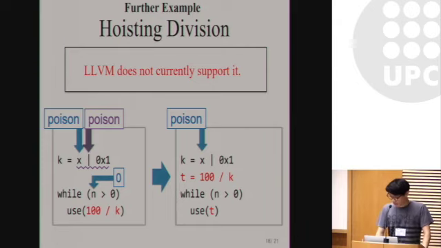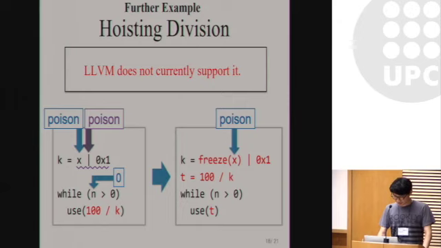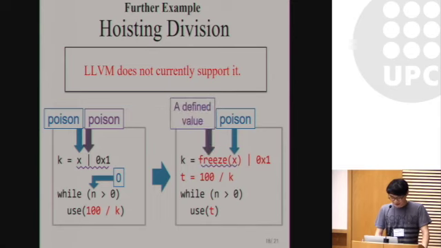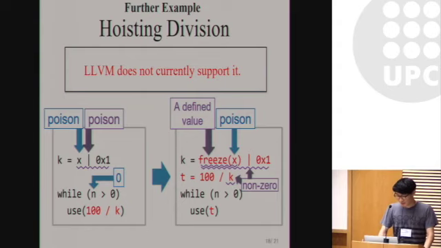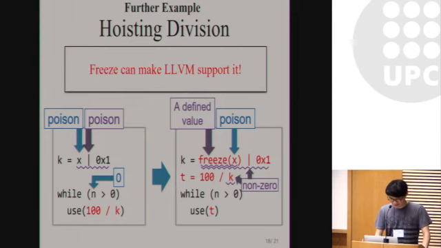Now I will show you how we can fix this problem using freeze. First, we insert freeze around x in the target program. Then, freeze x returns a defined value. Thus, bitwise OR with 1 becomes non-zero, and the division does not raise any undefined behavior. This way, we can make this optimization valid and make LLVM support it again.